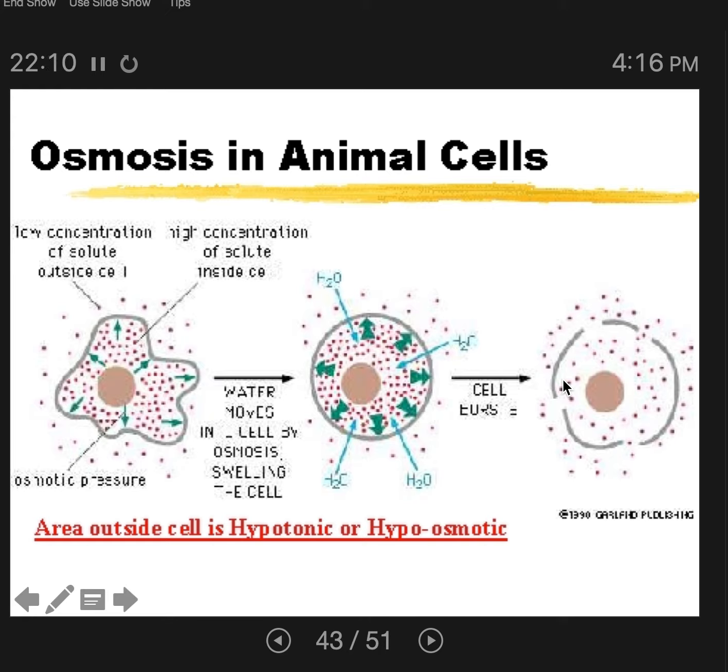Lyse just means to break. To lyse something means to break it. Osmotic lysis means the cell breaks because of osmotic pressure, because of water osmosing into the cell. Okay. So water follows solute, or water moves from where it is most pure to where it is less concentrated.